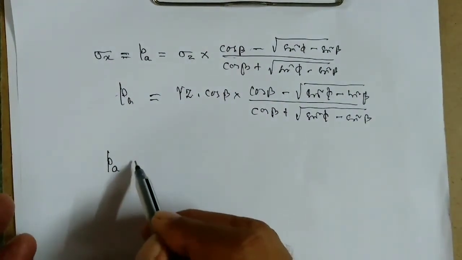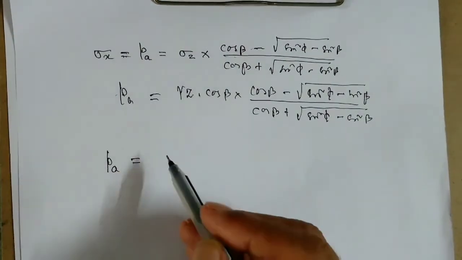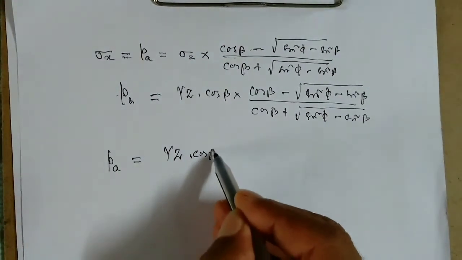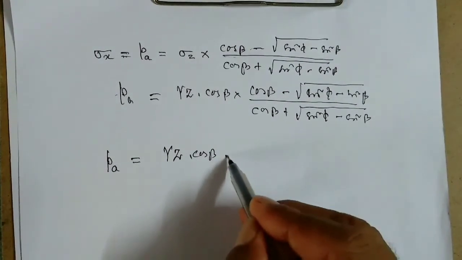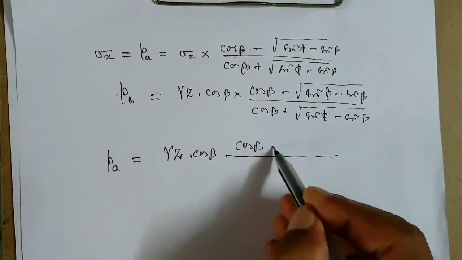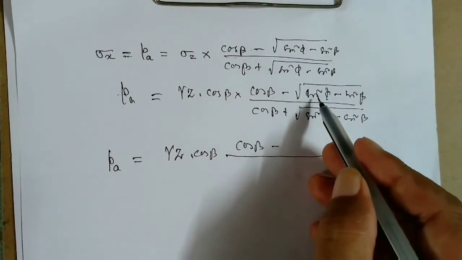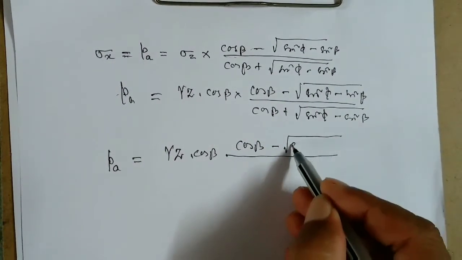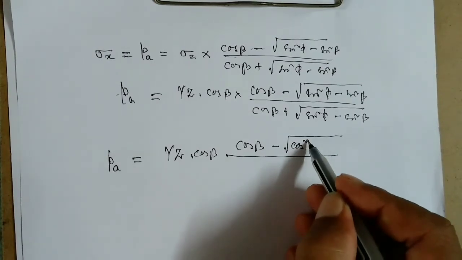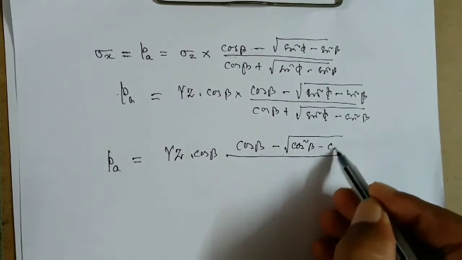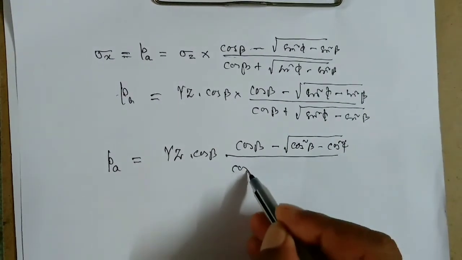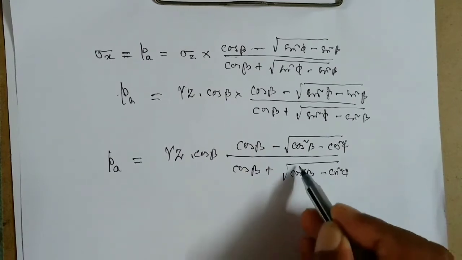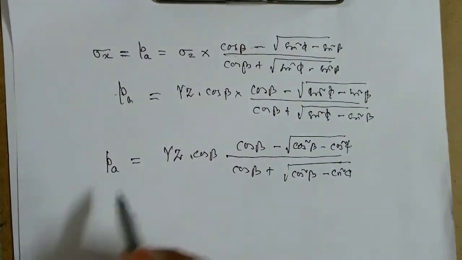So active earth pressure is again written as gamma z cos beta into cos beta minus, if we change sin square phi as 1 minus cos square phi and sin square beta as 1 minus cos square beta, it will be root over of cos square beta minus cos square phi, by cos beta plus root over of cos square beta minus cos square phi. This is the active earth pressure expression.